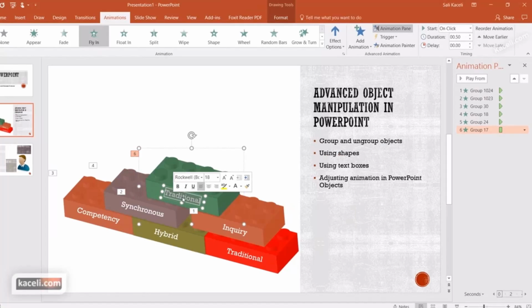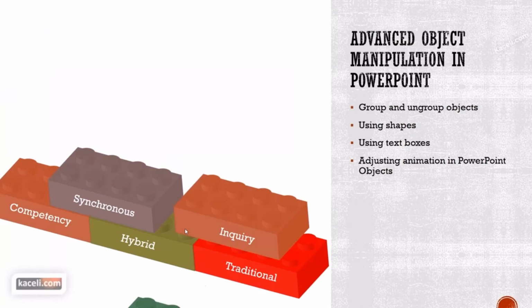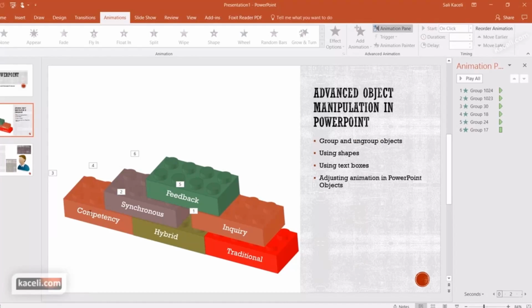If you need to change that to say something else, you could simply double click on it and post in there something else. And now if you replay it, it has been updated. So that is how it works, by using an image, customizing it, adding text components to it, bundling them together using the group option, and then applying animation to each individual object.